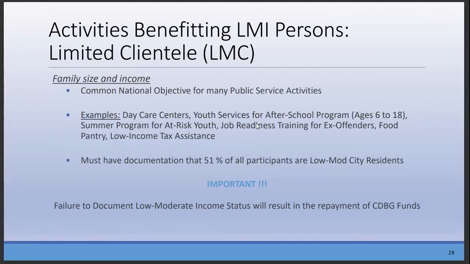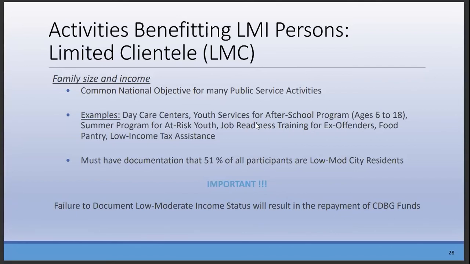Qualifying under family size and income is the most common national objective for most public service activities. These activities include, but are not limited to, daycare centers, youth services for after-school programs ages 6 to 18, summer programming for at-risk youth, job readiness training for ex-offenders, food pantry, and low-income tax assistance.